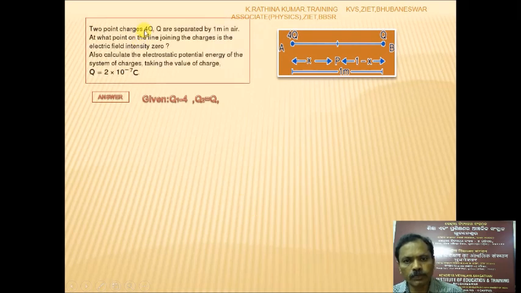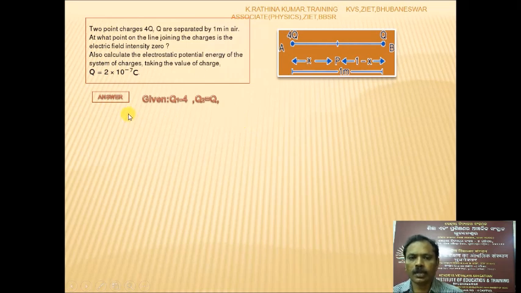Two point charges 4Q and Q are separated by 1 meter in air. Diagram shows 1 meter from A to B. At what point on the line joining the charges is the electric field intensity 0? So we have to find out at which point the electric field intensity will become 0. Also calculate the electrostatic potential energy of the system of charges, taking the value of charge Q equal to 2 into 10 power minus 7 coulomb. This diagram is drawn for this question. You have to draw it by seeing the question.